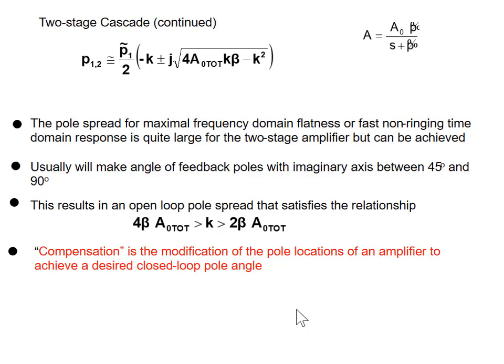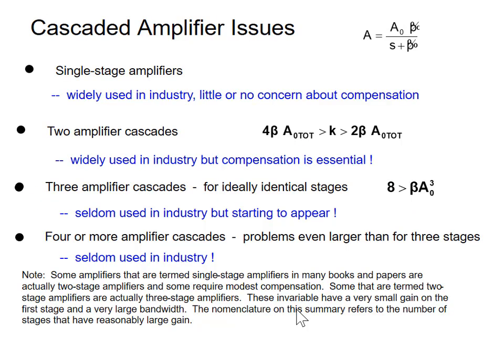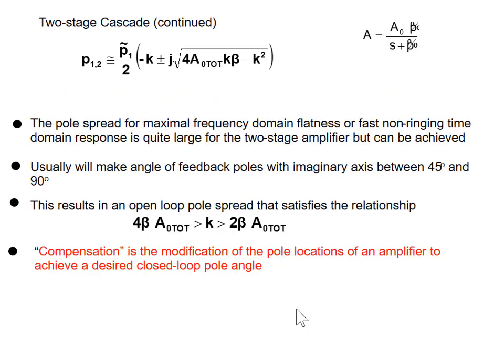So we're going to talk about compensation shortly. Compensation is that part of the design process that modifies the poles of an amplifier to achieve the desired closed-loop response, to achieve this relationship if it's an all-pole amplifier. Okay. Notice also that the conditions for compensation are strongly dependent upon beta.